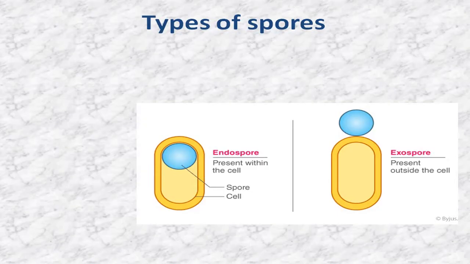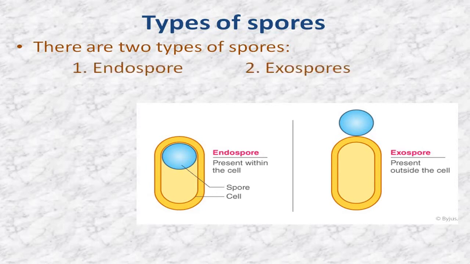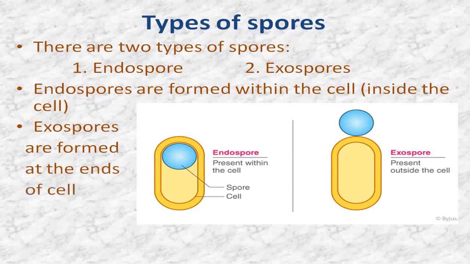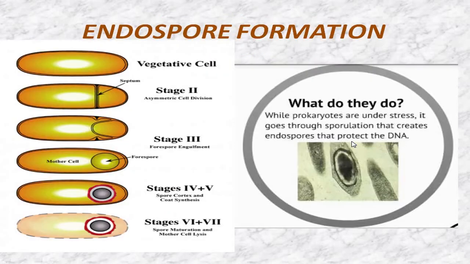These are two types of spores, endospore and exospore. As the name shows, endospores are formed within the cell, that is inside the cell. As you can see over here, they are produced inside the vegetative cell. Exospores, as the name shows, are formed at the end of the cell, that is on the outer surface of the cell. This is how endospore is formed. Endospores are resistant to high temperature, to chemicals, and to ultraviolet and gamma radiations.